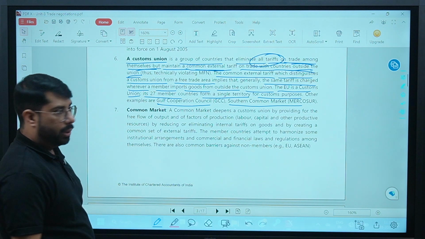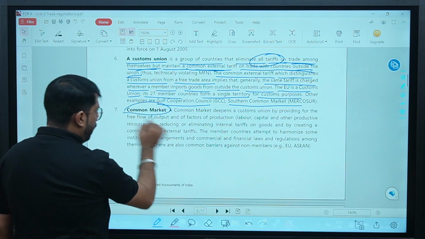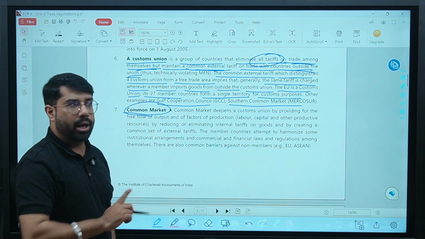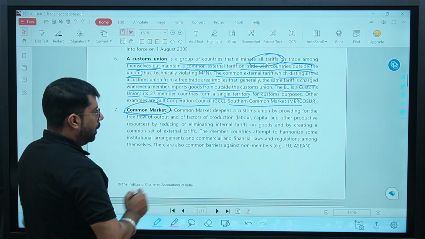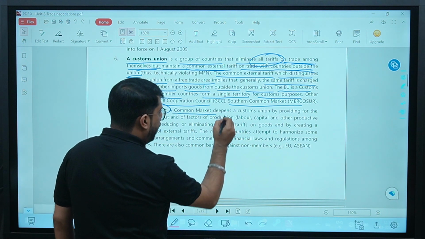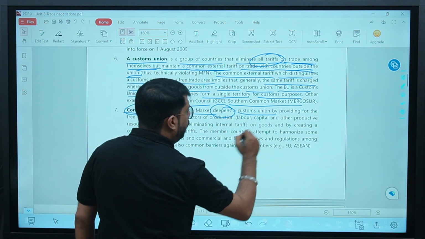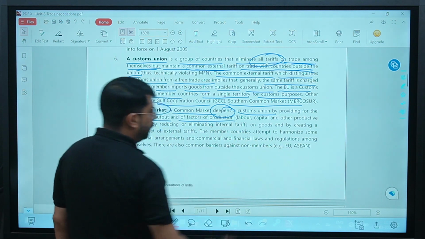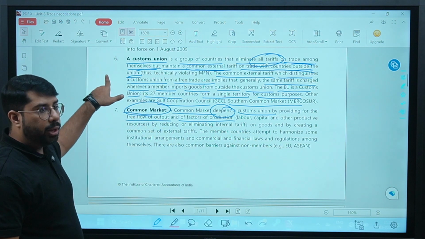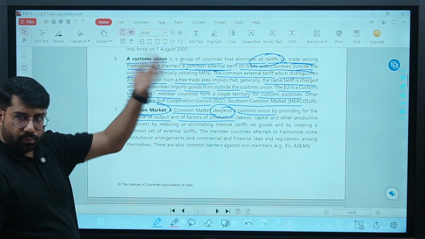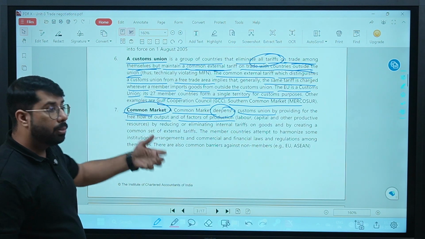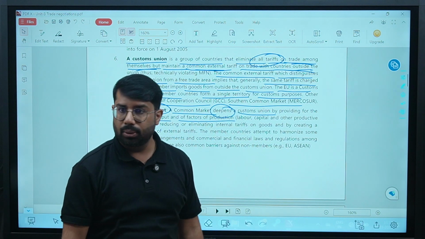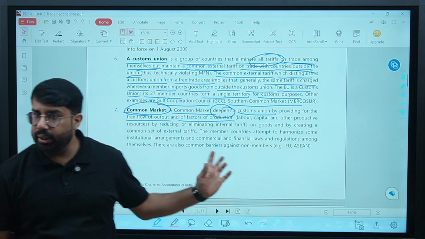That was customs union. Talking about common market, understand this again very carefully. Common market deepens a customs union by providing for the free flow of output and of factors of production. Here we are talking about input, import. Here we are talking about the output.